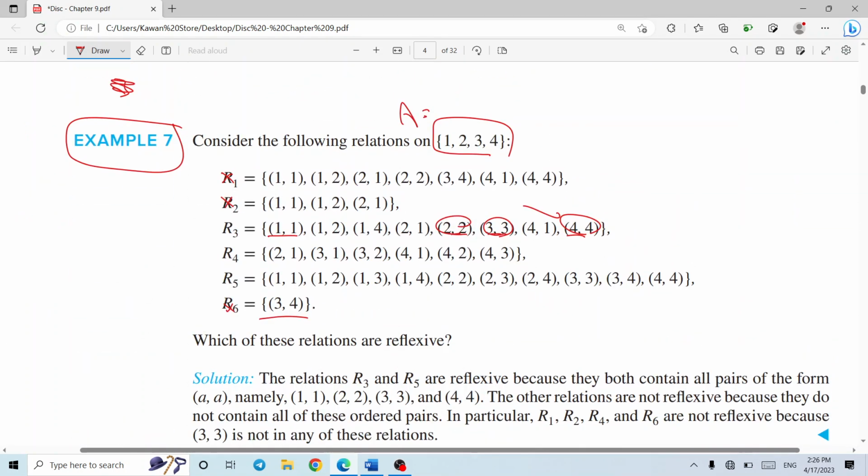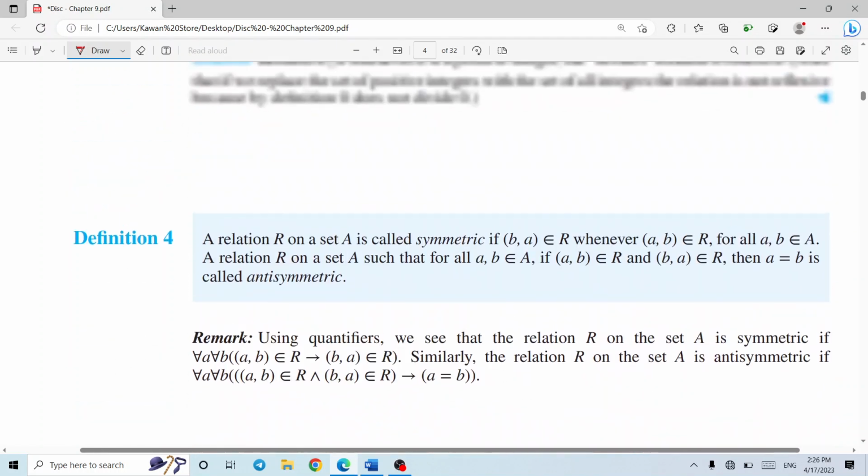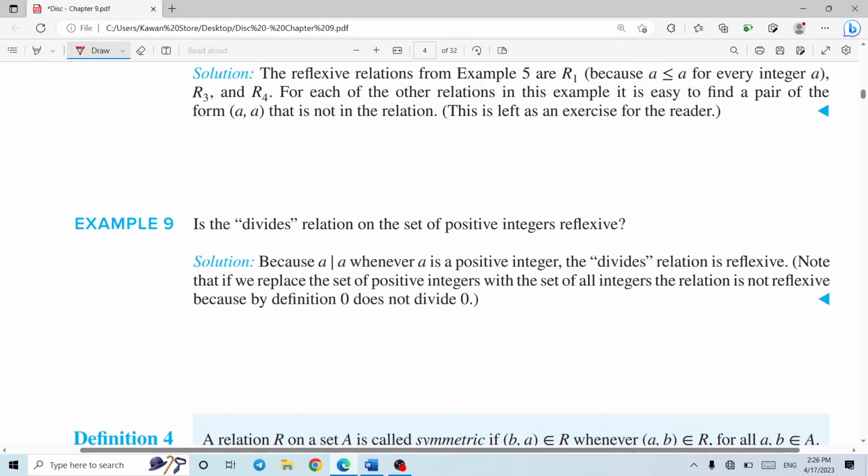This is about the reflexive. How about here? Examples. We say that. We solved that. So, this is about the example, and that one will be your homework.